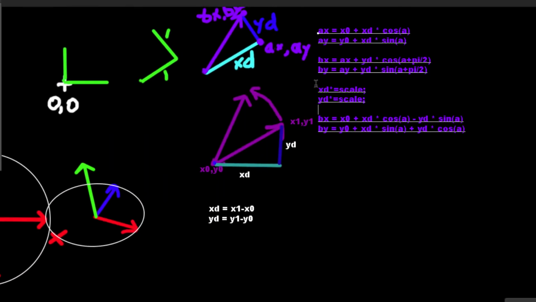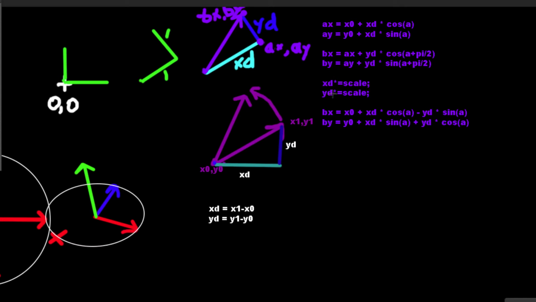Just before this, we could have added xd times equals scale, yd times equals scale, if we want to do it like that. And then this will be the scaled version. So if we wanted our vector twice as long, because the component vectors are twice as long, the resulting vector will be twice as long.